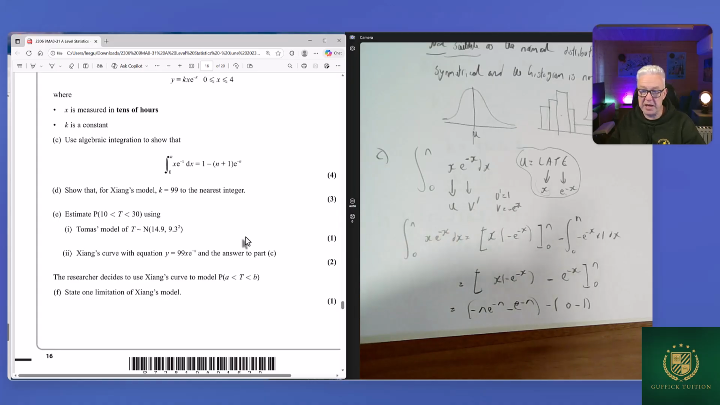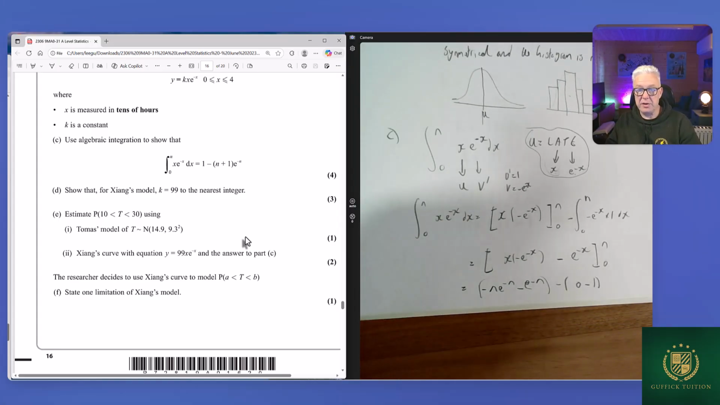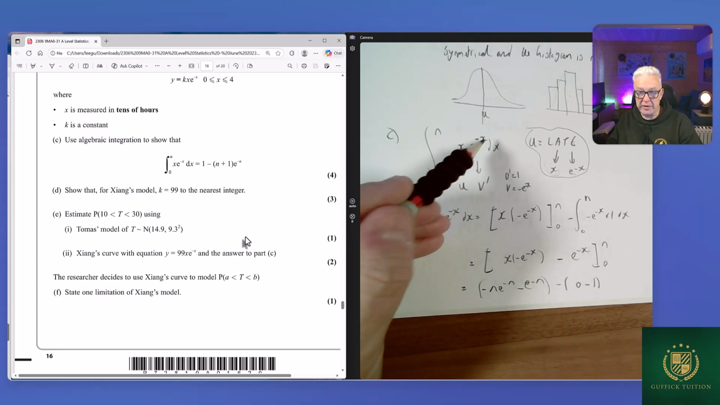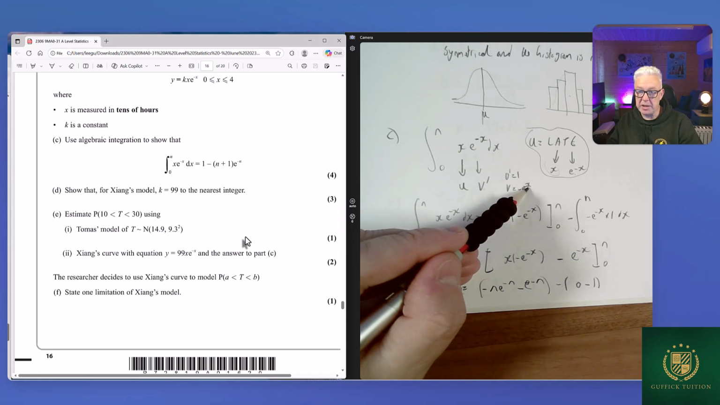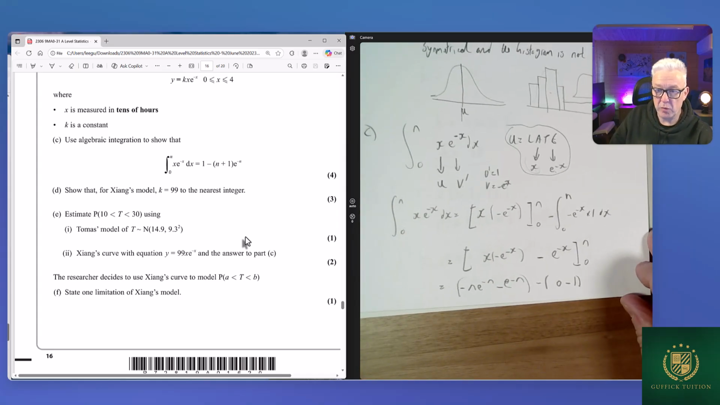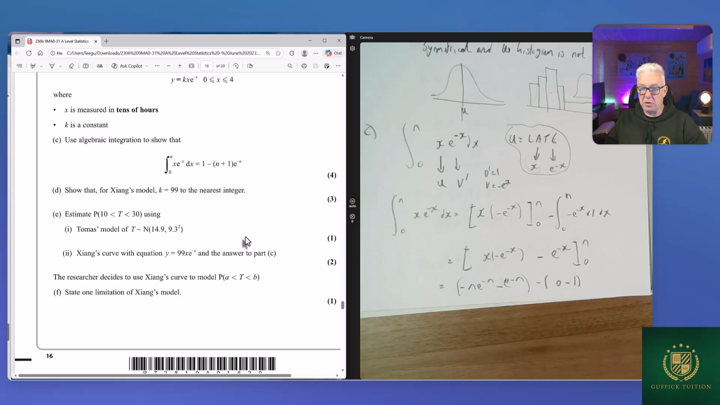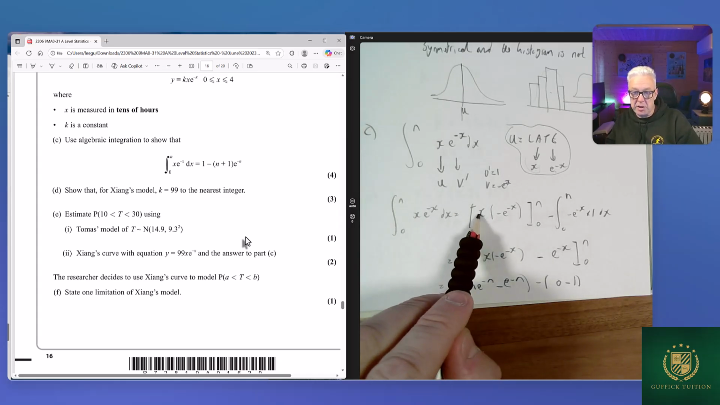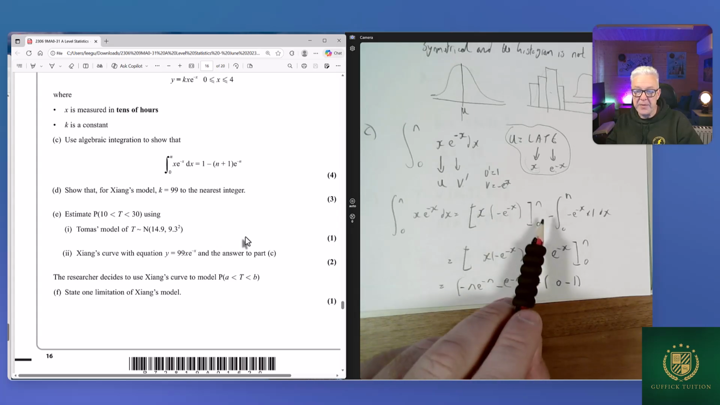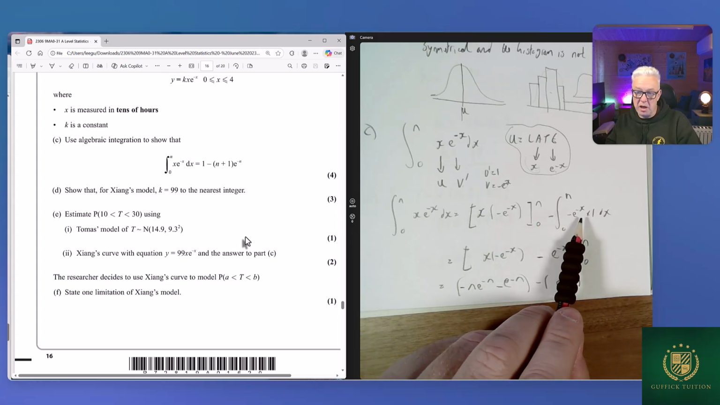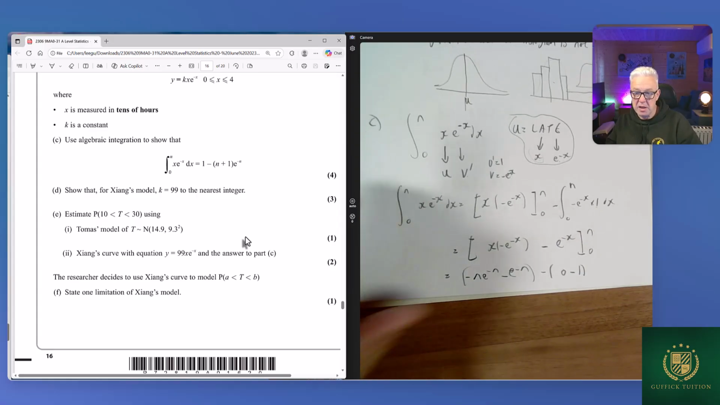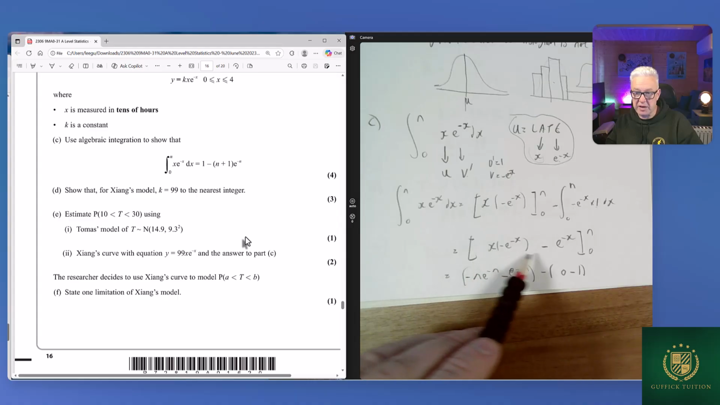So therefore the u is going to be the x and the v dash is going to be e to the minus x, which means that the u dash will be 1, and v will be the integral of e to the minus x, which will be minus e to the minus x. So we sub into the integration by parts formula, which is u times v minus the integral of v u dash. So our u times v is going to be x times minus e to the minus x, minus the integral of v, which is minus e to the minus x, times u dash, which is 1.